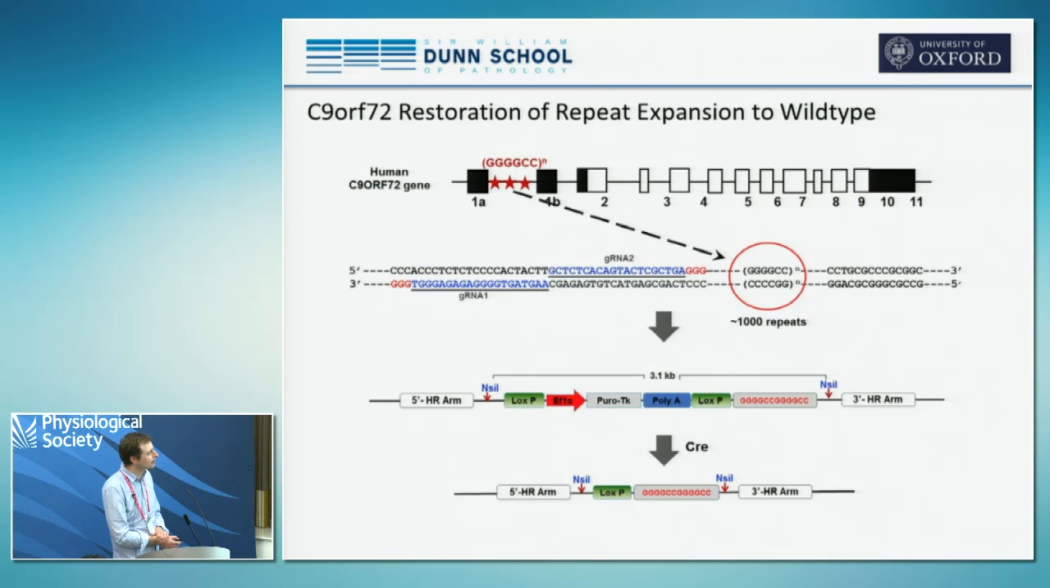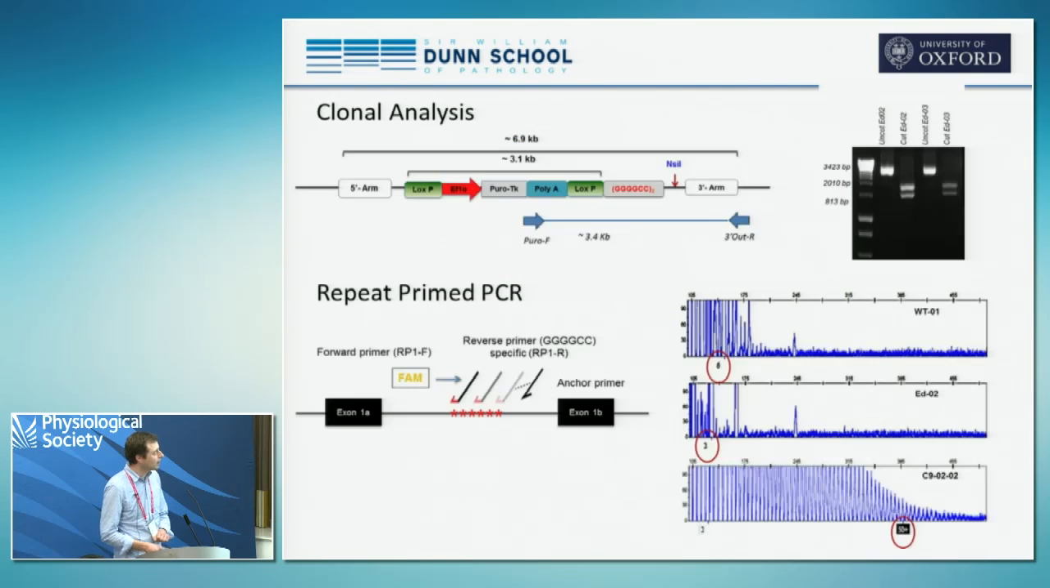So we simply picked some guide RNA sites quite close to the repeat expansion. We used a donor with just 2 repeats, and we also had to use this same selection cassette as I described earlier on, with EF1 alpha driving puroTK. We analyzed clones by PCR, which you can see here, and we found several that had the 3.4 kb product that we were looking for.